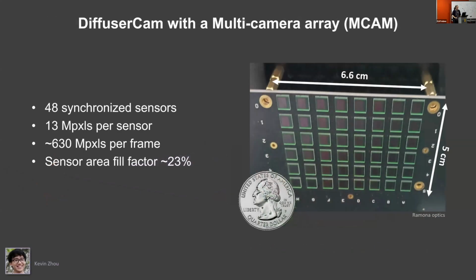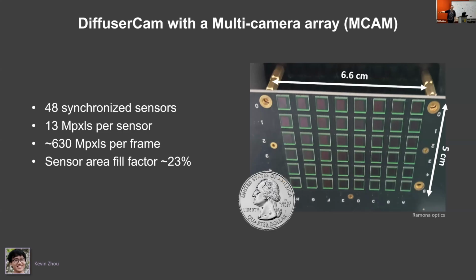Kevin is a postdoc in my group. He just started his own group at University of Michigan actually. But he had this giant sensor array. It's a credit card sized array of sensors, a 6x8 array of multi-megapixel sensors, 13 megapixels each. And they can run at tens of frames per second. So you can get 630 megapixels per frame, but then we're going to try to fill in all the gaps between them. So we're talking about 3 gigapixel reconstructions in each single shot, and then trying to run that at the frame rate of the sensors.